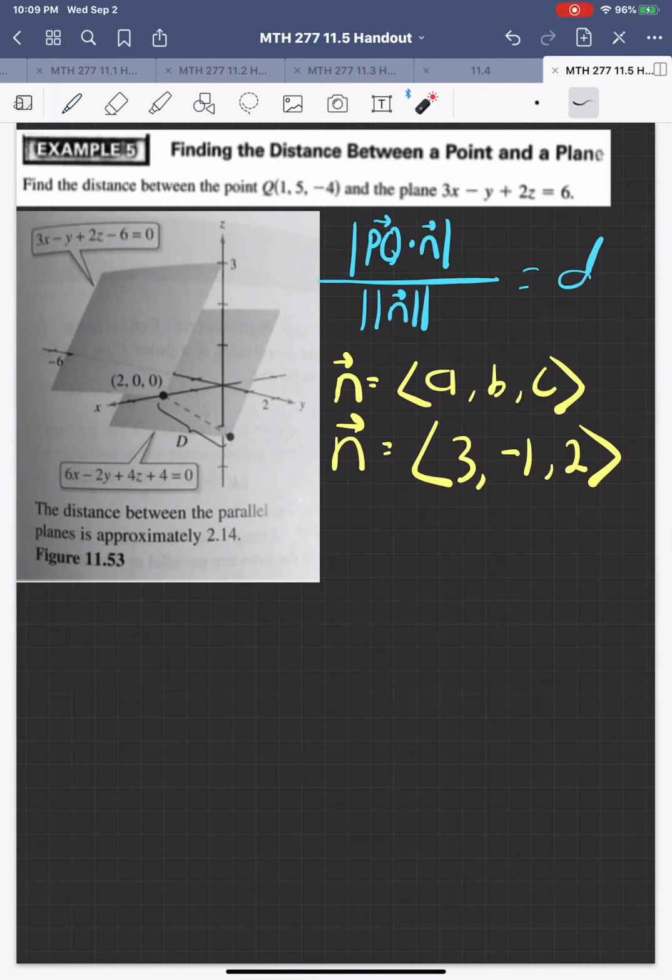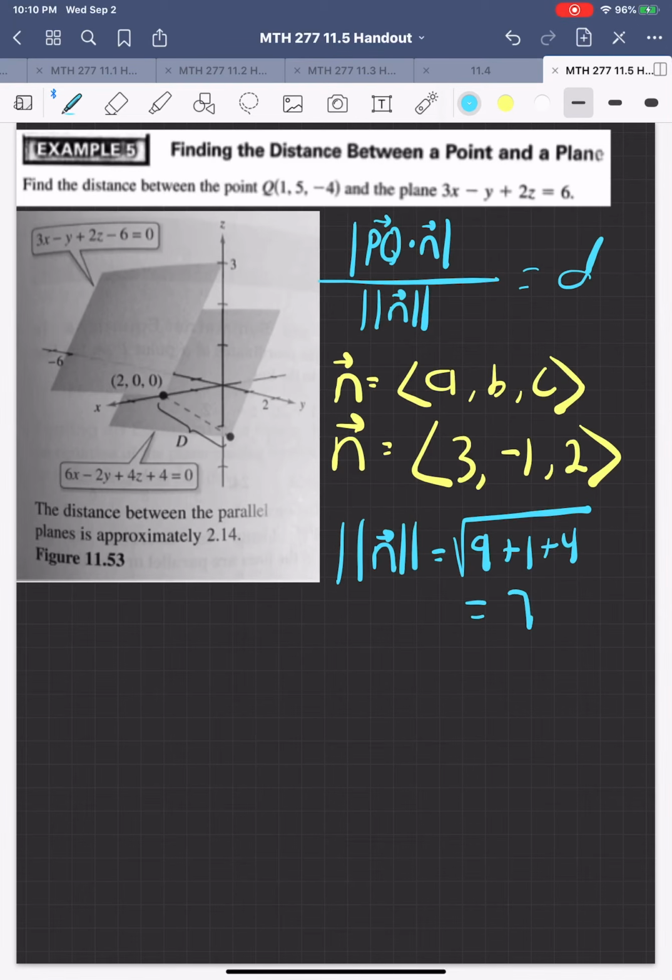All right, well, it appears that we're going to need, at some point, the magnitude of that vector, so we may as well do that right now. So the magnitude of that normal vector is going to be, let's see here, the square root of, I'm going to go ahead and square this out. I just don't want to do it too quickly. I don't want to mess up. So we got 3 squared is 9, and negative 1 squared is 1, and 2 squared is 4. So that's the square root of 14.